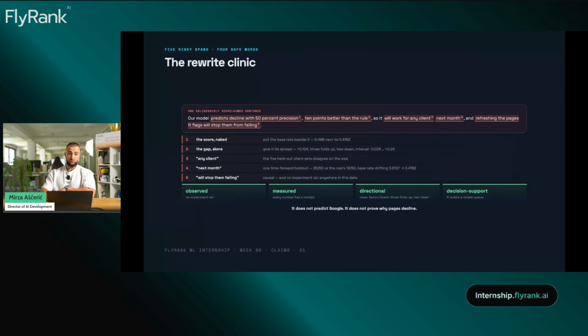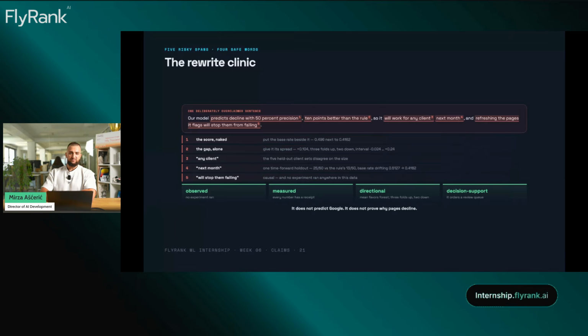50% right sounds good, but we should also say that just guessing is right 42% of the time. Our model was only a little better. 10 points better also sounds good, but sometimes it was a lot better and sometimes it was not better at all. We need to say that it could be a little less good or a lot more good. Any client claim is too strong. Different customers had different results, so it might not work for everyone. Next month claim was only tested one time. We need more tests to be sure.